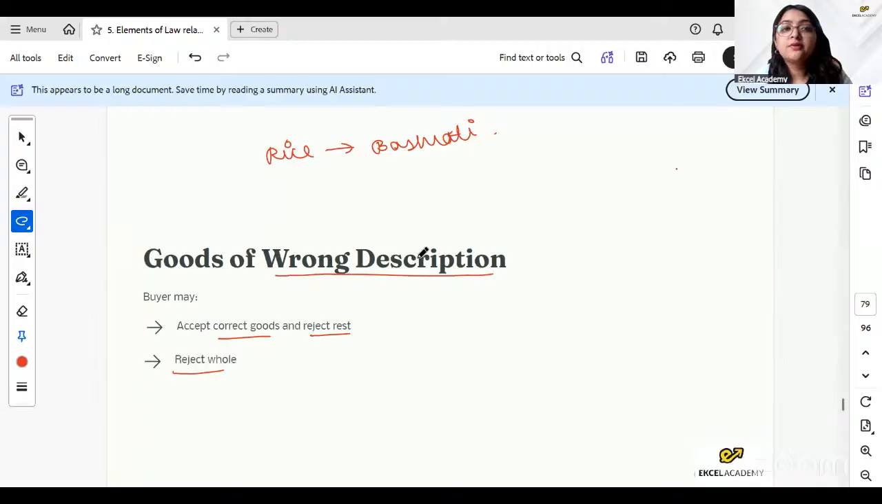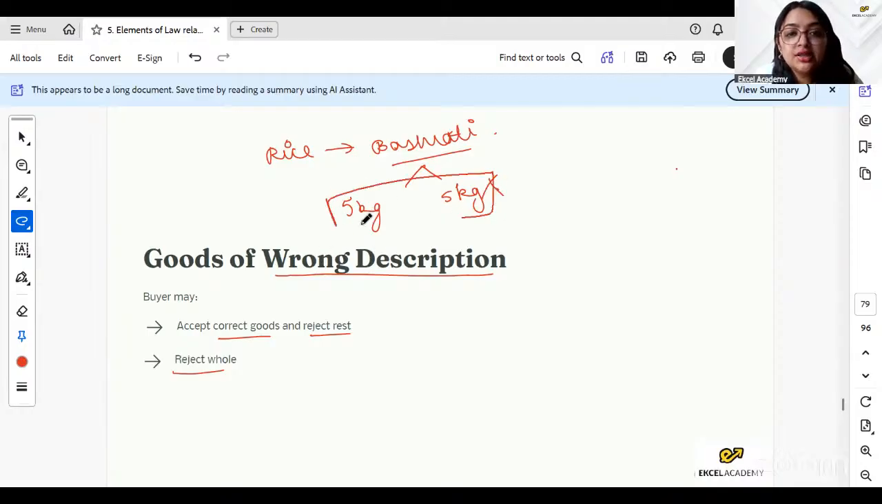All right, great. So now, goods of wrong description. We were seeing that if you had mentioned you wanted basmati rice, but the seller has delivered, say, 5 kg of basmati rice and 5 kg of some other rice, you may either accept the 5 kg and reject the other, or you may reject the entire lot and request specifically for 10 kgs of basmati rice. So it depends on you as the buyer how you want to go about with these goods. Okay. Next.